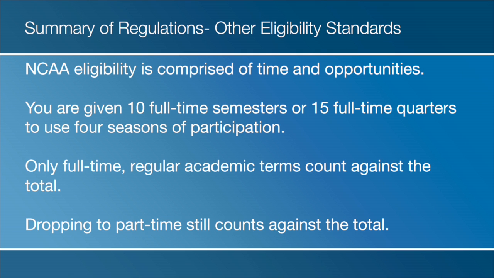In Division III, you have 10 full-time semesters or 15 quarters of time to use 4 seasons of eligibility. Each term you are enrolled full-time counts as one, and the summer doesn't count. If you take time off from school or you're only enrolled part-time, that won't count towards your time. If you're full-time at any point during that semester or quarter, even if it's only for one day, that will count as a full-time semester or quarter. That means that if you start out the term enrolled full-time and then you drop down to part-time, that term is still going to count as one of your 10 semesters or 15 quarters.